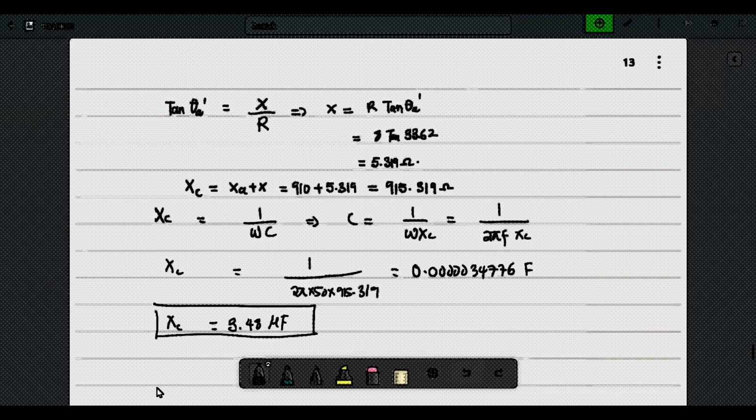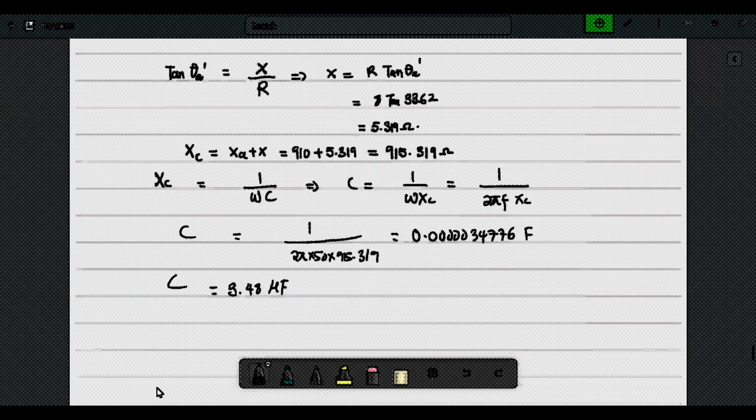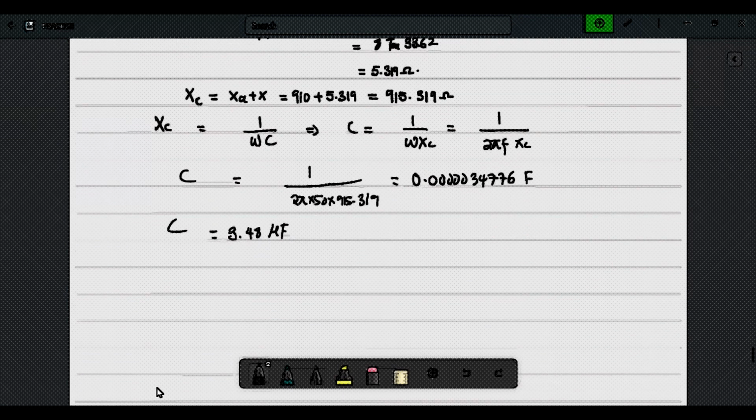Oh, it's actually, this should be C, not XC. This should be C, okay? Because they are solving for C. So that is it. Now, what is the new impedance now? What is the new auxiliary impedance?